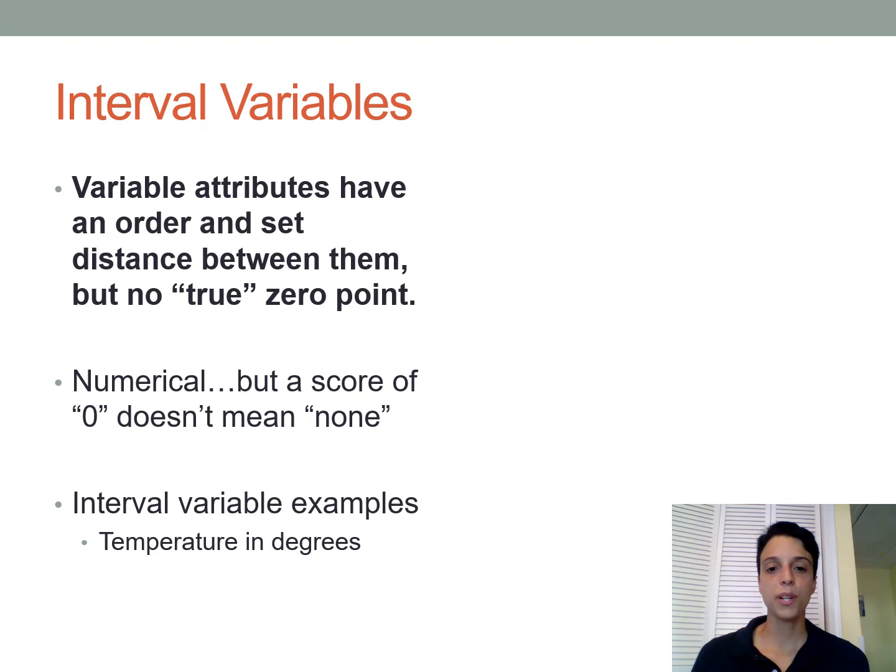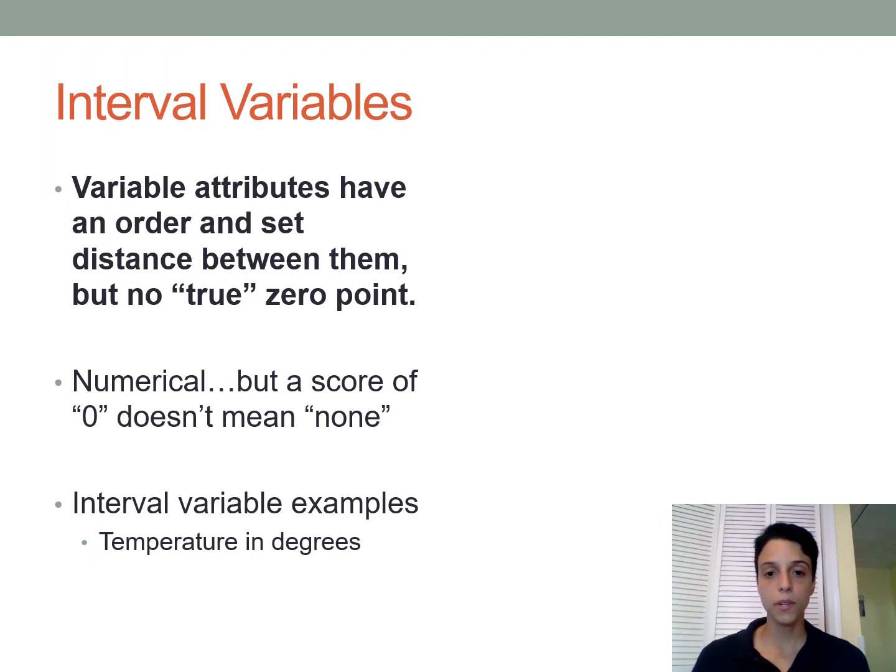First, think about temperature in degrees. Can we put temperature in degrees in order? Absolutely. We would say that 80 degrees is hotter than 70 degrees, which is hotter than 50 degrees. There's also a set distance between them. Each increase in degree of temperature is the same distance away from the degree of temperature before it. So from 1 degree to 2 degrees is the same distance as from 3 degrees to 4 degrees, and so on.